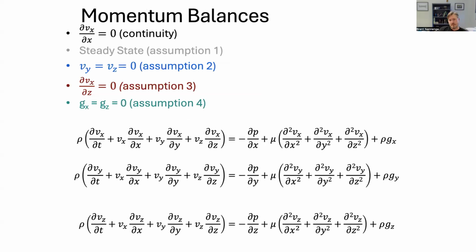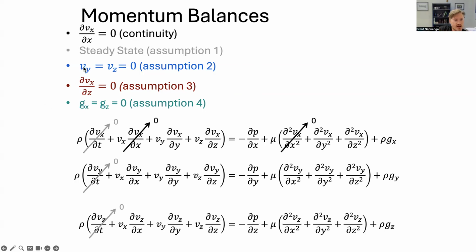All right, now let's look at the momentum balances. These equations look very large and unwieldy, but you'll see how we're able to use these assumptions and cross most of this out. The first thing is what we got from the continuity equation, that dVx/dx is equal to 0. This is what we just talked about. If we use that, we can cross out both of these terms, so those both go to 0. If we use steady state, which is assumption 1, anything that has a time derivative goes to 0.